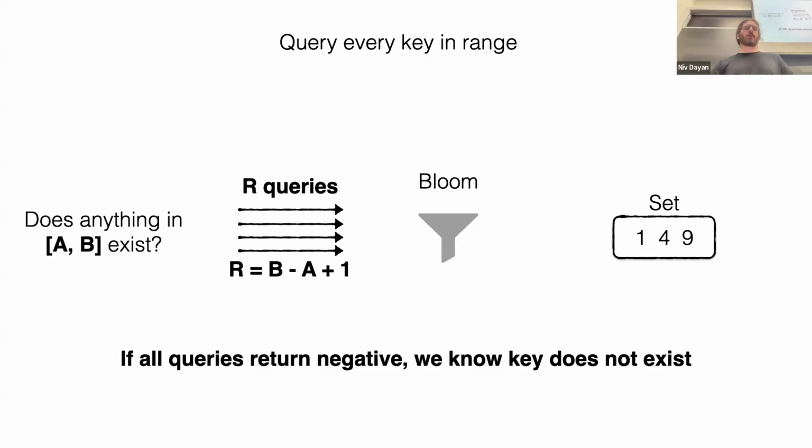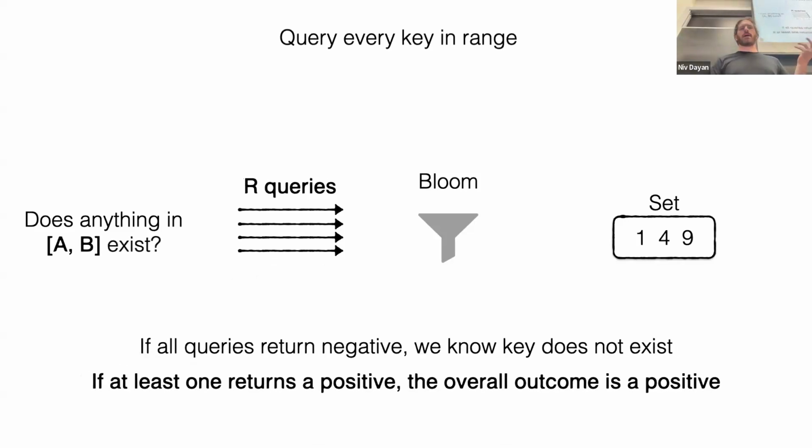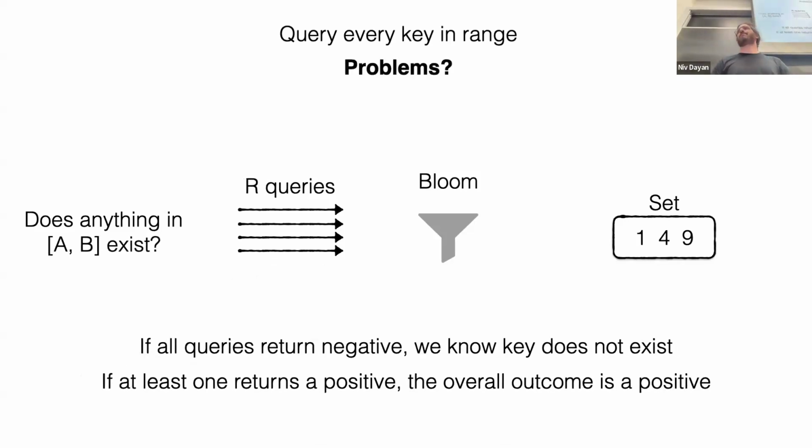And if that's what we're going to do, then if every single one of these queries returns a negative, we know for sure that nothing in the key range exists. But if at least one of these queries returns a positive, then the overall range query has to return a positive as well, because there might be at least one key. So this would be how the semantics would work. Okay, but this is going to have a bunch of problems.